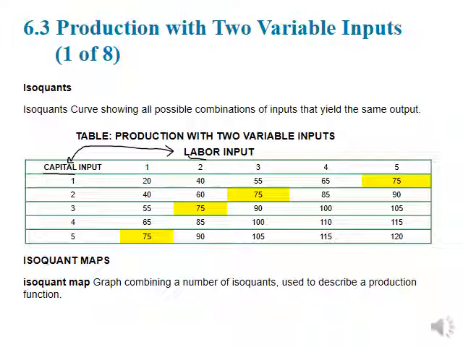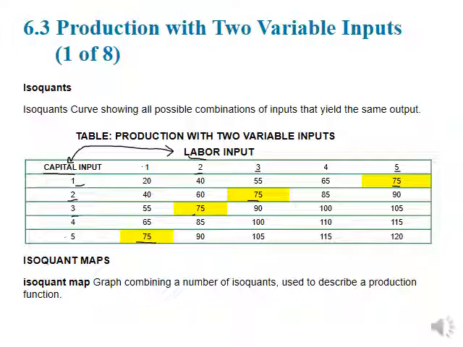We see here that 1 unit of labor and 5 units of capital get us 75 output. Same with 2 units of labor and 3 units of capital, 75 units of output. Same with 3 and 2 and 5 and 1. And what we're describing from this exercise is all the various combinations of both capital and labor that generate the same level of output, in this case, 75 units.